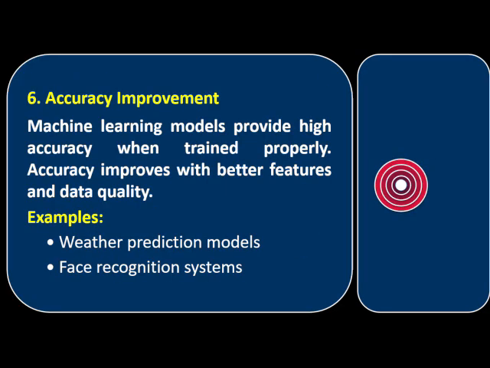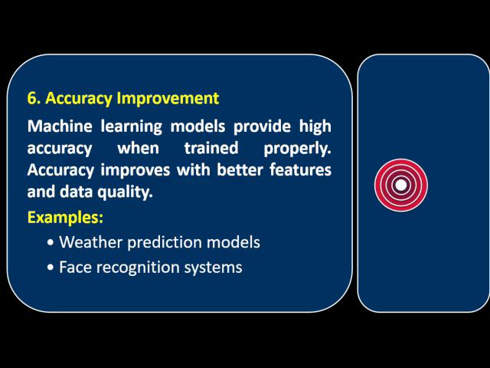So the next one is accuracy improvement. Machine learning models provide high accuracy when trained properly. Accuracy improves with better features and data quality. Examples: weather prediction models, face recognition systems.